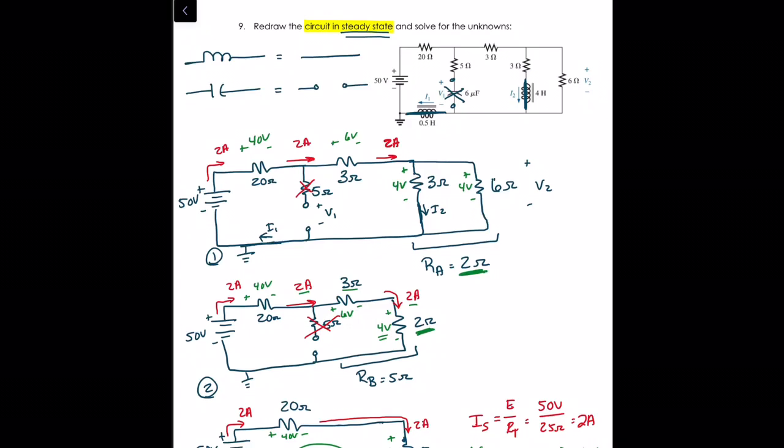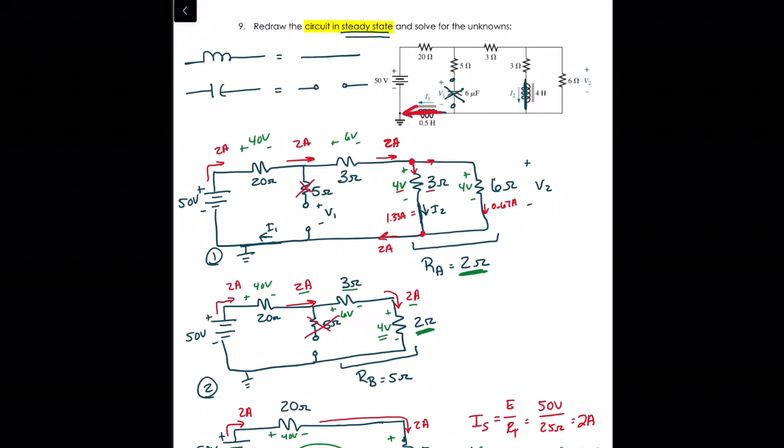So if we want to find the current through each, I2 is going to be 4 divided by 3, or 1.33 amperes. And the current through the 6 ohm resistor is going to be 4 divided by 6, or 0.67 amperes. Okay, so we've got 2 amps coming into this node, 1 1/3 amps this way, the other 2/3 this way. They'll come back together on the other side and be 2 amps over here.